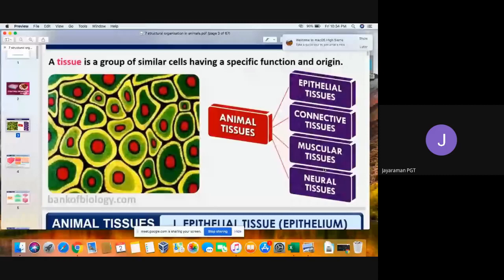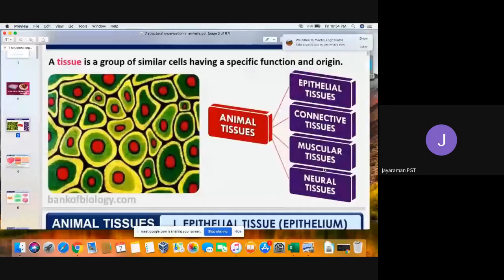Any other connective tissues there? Anybody? What is blood? Is blood a connective tissue or not? Blood is a liquid connective tissue. It's only a fluid connective tissue because it connects various organs.